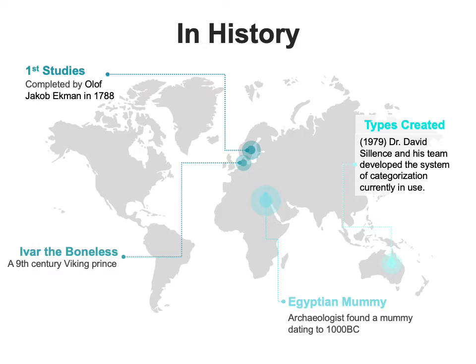There are two main cases of osteogenesis imperfecta that I would like to highlight. The first one being the earliest known case of osteogenesis imperfecta, which was a mummified infant that was found in Egypt that dates back to around 1000 BC. Another case is back in the 19th century, there was a Danish prince named Arvar the Boneless, boneless being after his genetic disease. And he was made well known recently through the TV show Vikings.